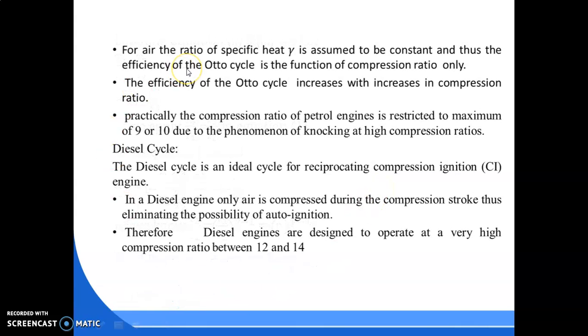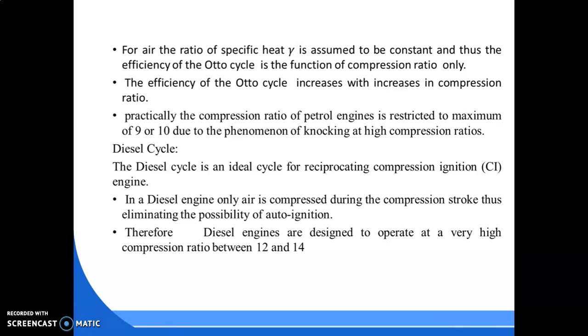For air, the ratio of specific heats is assumed to be constant because air is an ideal gas. So the specific heat of the ideal gas will always be constant here, so the ratio of specific heats is also constant. That is, gamma is assumed to be constant, that is 1.4. Thus the efficiency of the Otto cycle is a function of compression ratio only, that is 1 minus 1 by R to the power gamma minus 1. The efficiency of the Otto cycle increases with the increase in compression ratio.